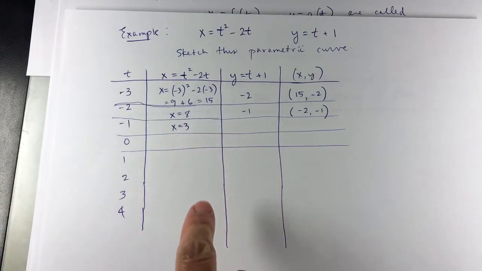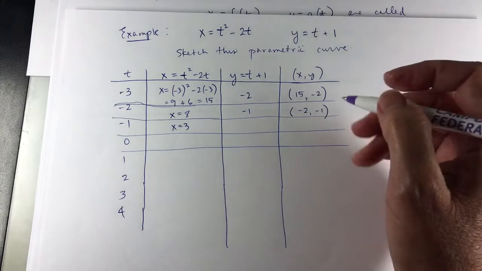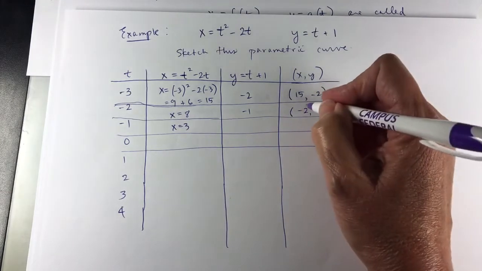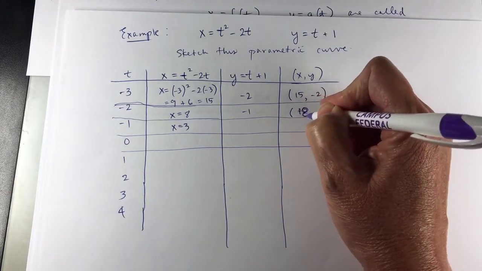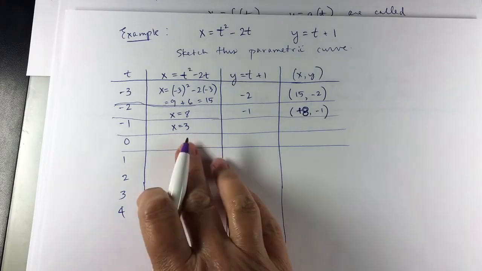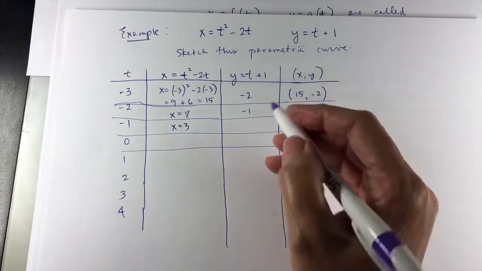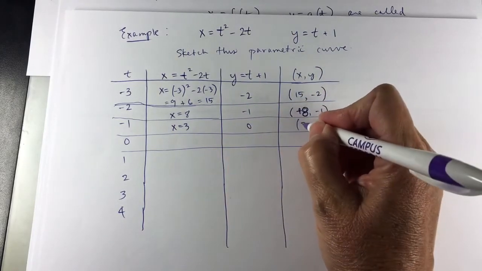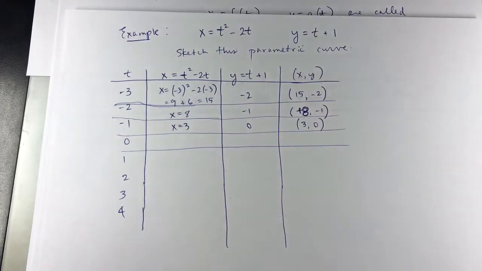Which one? X is equal to 8. Oh my gosh, yes. Thank you. Let me change that, plus 8. Okay. All right, now when t is -1, then x is 3. What is y? 0. So the pair is going to be 3, 0.